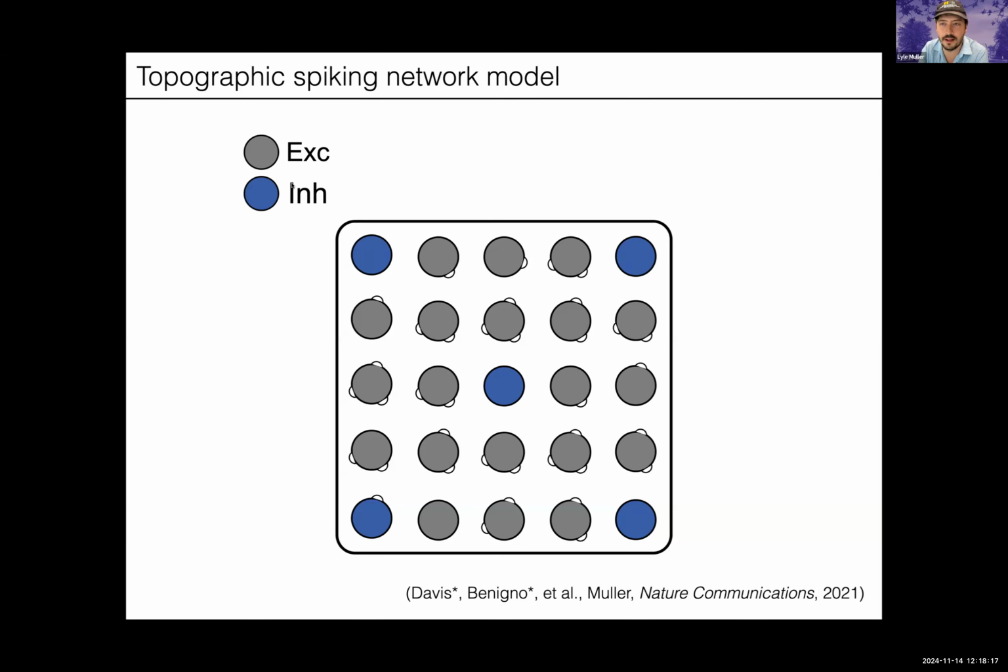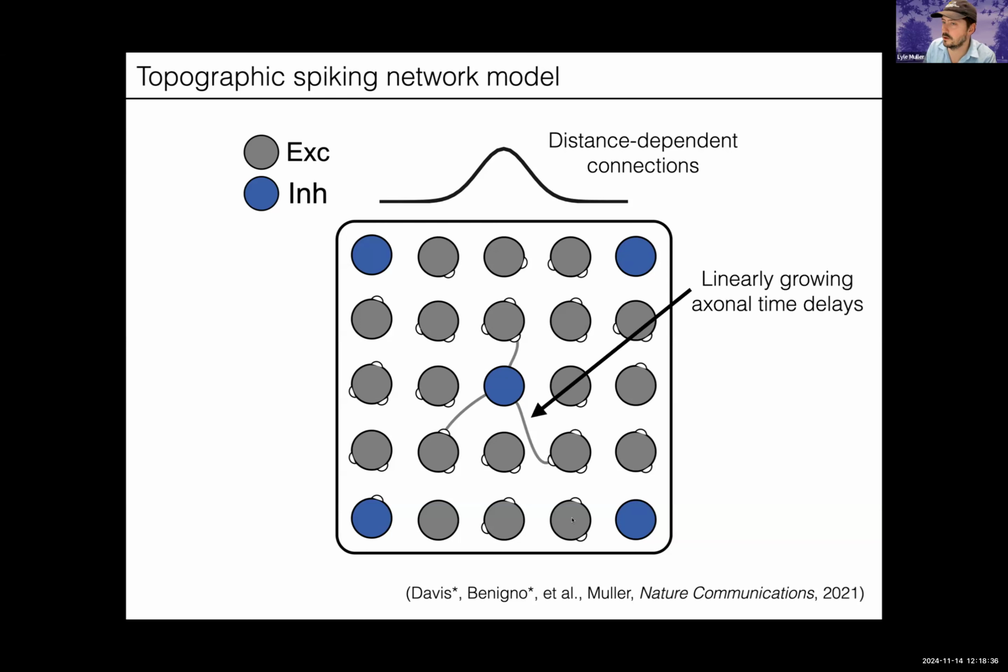These neurons are operating in the balanced regime, and they're arranged on a 2-dimensional sheet here, connected with local random connections. So we made connections in the network distance dependent, with connection probability falling off as a Gaussian with distance. And importantly, the axonal time delay between 2 neurons grows linearly with the distance between them so that we could model the transmission of the spike. The other neurons in the network are also connected following these 2 rules.